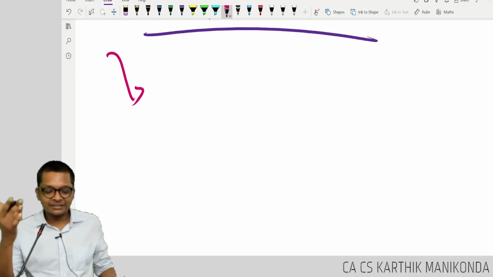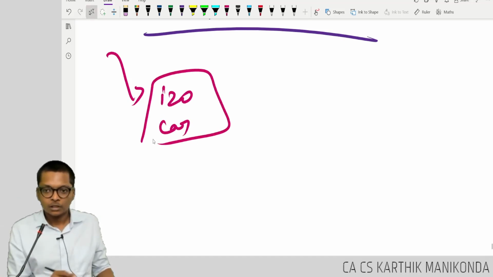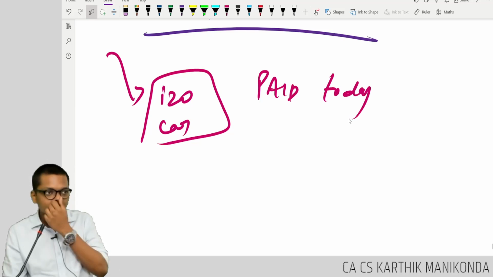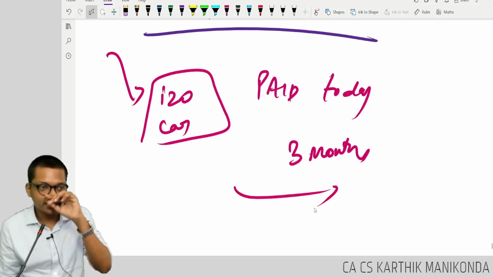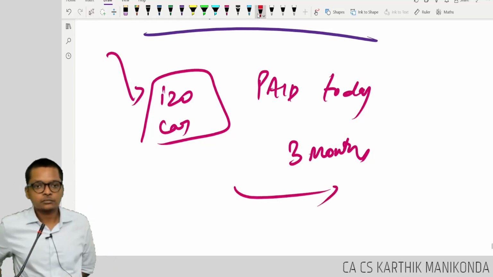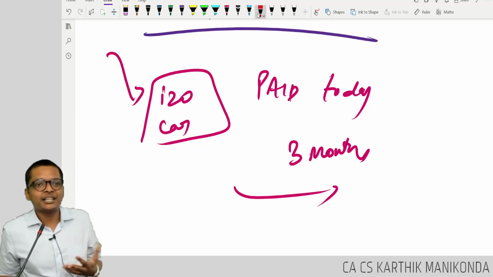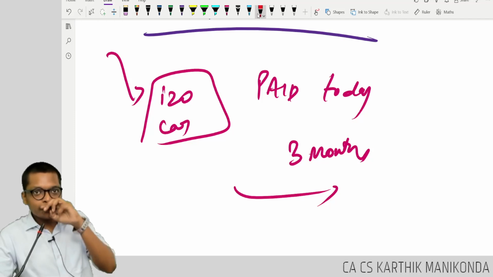Let me give examples. Tejaswini went and purchased a new i20 car. She paid some advance today. The car got delivered to her in 3 months. She took the car and paid the balance money. Is this a qualifying asset? No, it's not taking a substantial period of time to get ready for intended use.